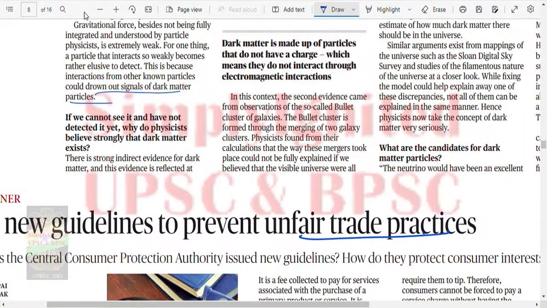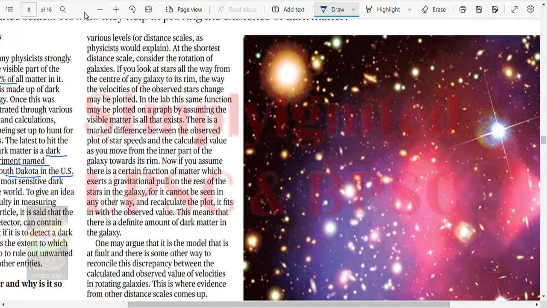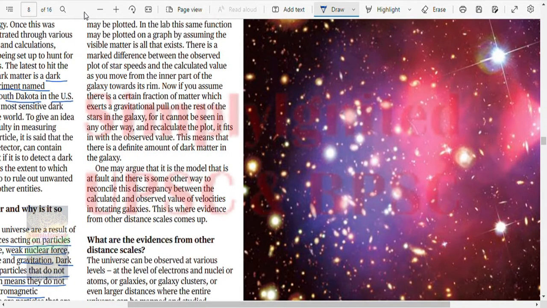If we cannot see it and have not detected it, why do physicists believe it exists? There are indirect evidences for dark matter, and this evidence is reflected at various levels. At the shortest distance scale, consider the rotation of a galaxy. If you look at the stars all the way from the center of the galaxy to its rim, the way their velocities change may be plotted. In the lab, this same function may be plotted on a graph by assuming the visible matter is all that exists. There is a marked difference between the observed plot of star speed and the calculated value as you move from the inner part of the galaxy towards the outer rim.